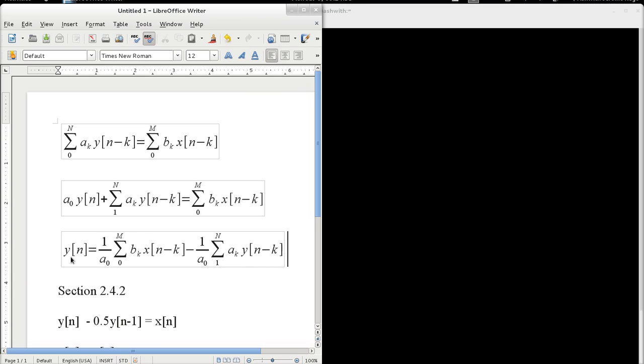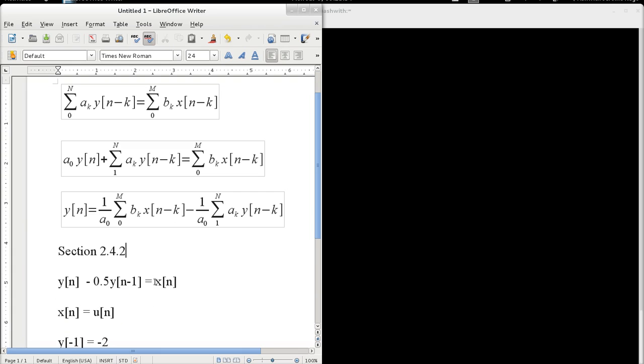So we get the output in terms of the present value of input, the past values of input, and the past values of output. This form of the difference equation is called the recursive form. The recursive form is how Octave actually solves difference equations. We also need to supply initial conditions, and it recursively puts in values and finds out values of y of n. This is also talked about in section 2.4.2 of Oppenheim and Willsky, so you can just refer to the textbook for that.